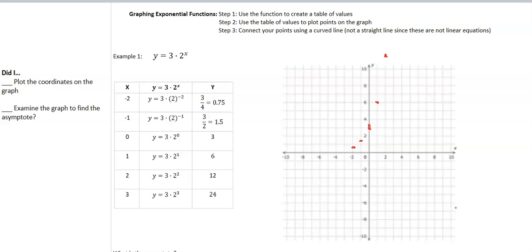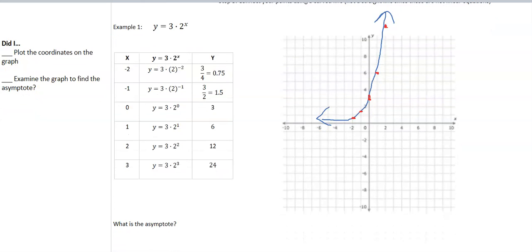So for step 3, it's asking us to connect our points using a curved line. Remember, we're using curved and not straight because these are exponential functions, not linear. So it should look something like that. And again, this is the graph for y is equal to 3 times 2 raised to the x power.